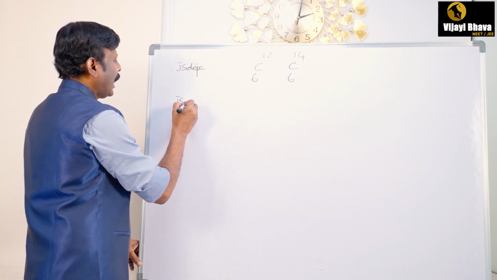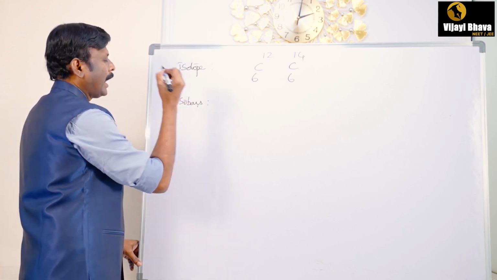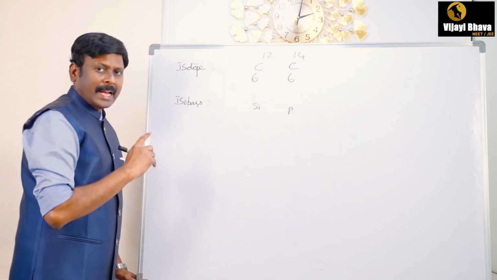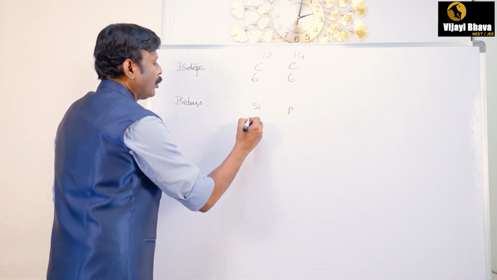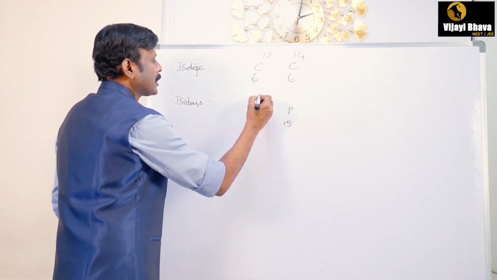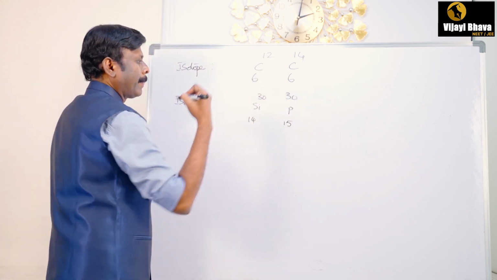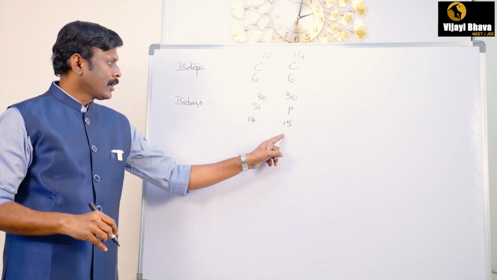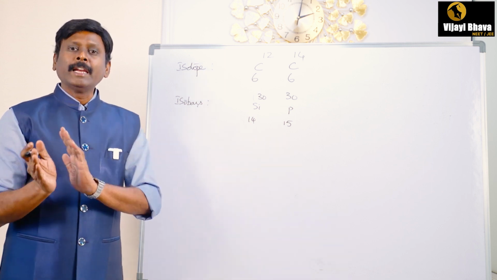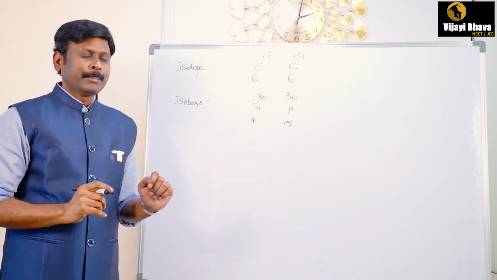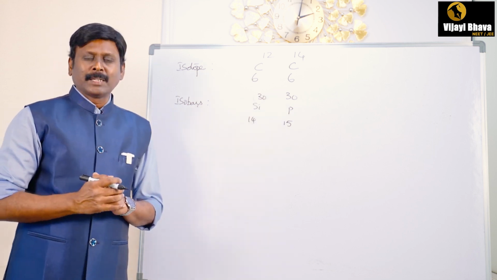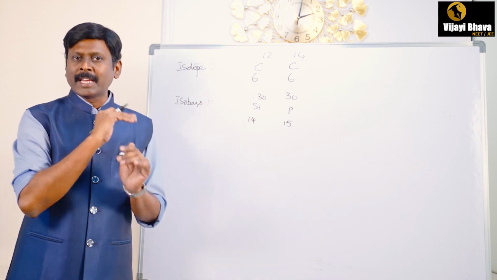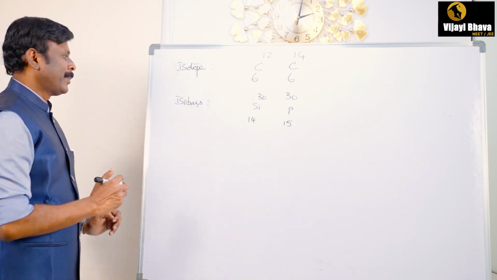Moving on to isobars. Isobars are the atoms of different elements with different atomic numbers but the same mass number. Here I took an example of silicon and phosphorus. Silicon and phosphorus are two different elements. They have different atomic numbers but they have the same mass number. So the atoms of different elements with different atomic numbers but the same mass number are called isobars.